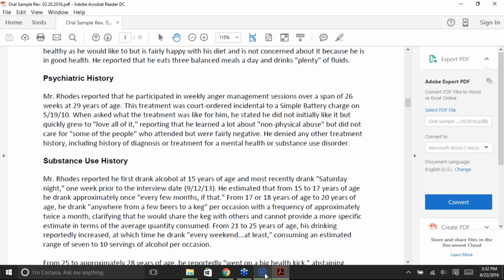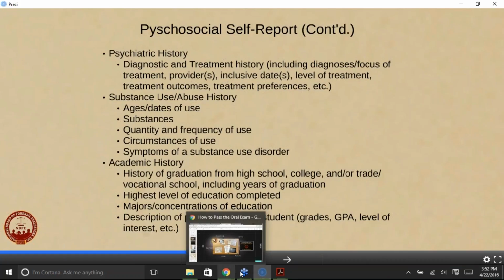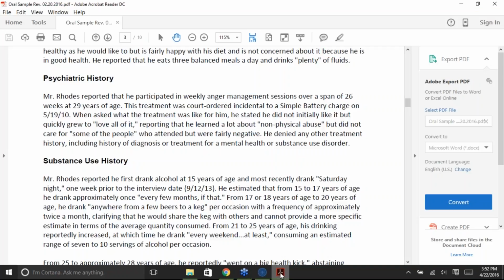So when you're talking about substance use history, you want to include the ages or dates of use, the different substances that were used, the quantity and frequency of use. So how much are they using and how frequently are they using it? The circumstances of use. What are the kinds of conditions under which they use? And then finally, any DSM symptoms of a substance use disorder. So let's go to the report and see what I said.